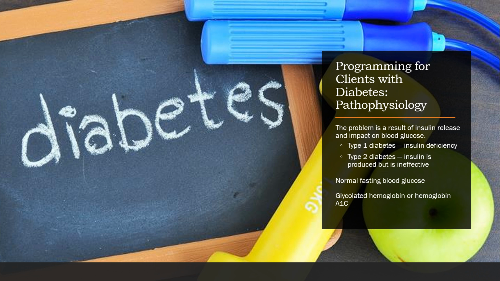Normal resting blood glucose level is less than 100 milligrams per deciliter. Diabetes is typically diagnosed when fasting blood glucose is 126 milligrams per deciliter or greater on 2 or more occasions.